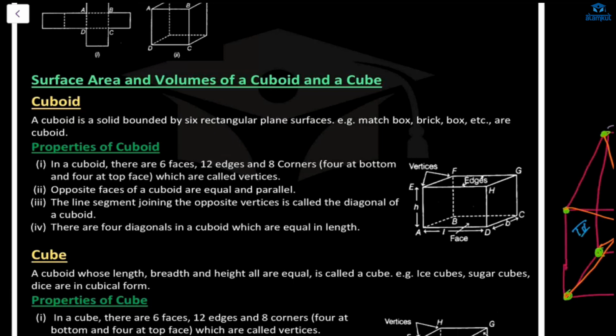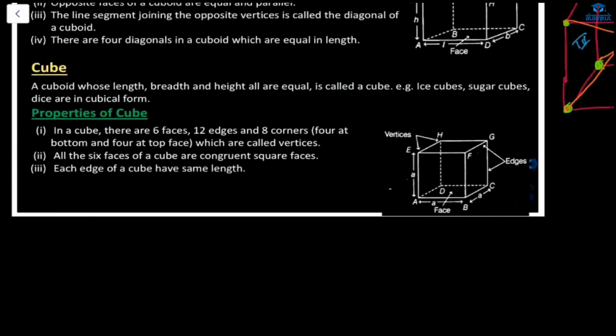If you look at your ceiling, you will have 4 corners, and from those 4 corners you can join the 4 corners below. So that is your diagonal. Now, what about a cube? Let's see the properties of a cube.